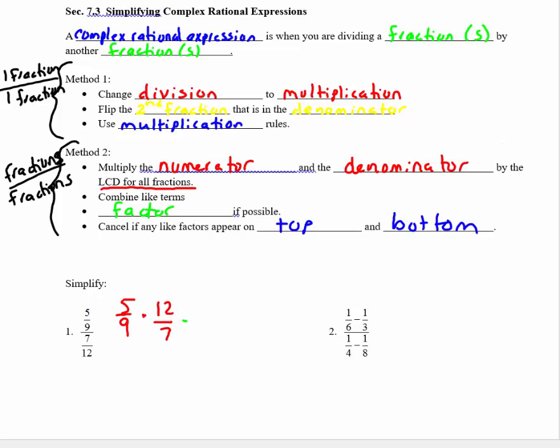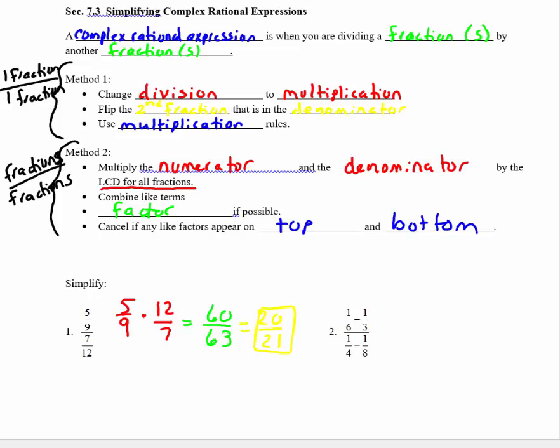We can just multiply straight across or cross cancel. When I multiply straight across, 5 times 12 is 60, all over 9 times 7 is 63. And then we need to see if we can reduce that. 60 over 63 can be reduced by 3 each. So 60 divided by 3 is 20, and 63 divided by 3 is 21. So I get 20 over 21 as my final answer.